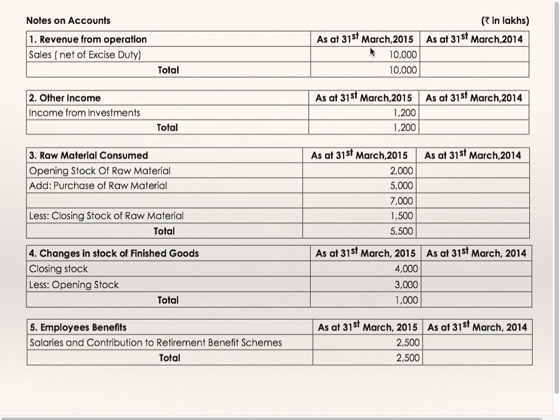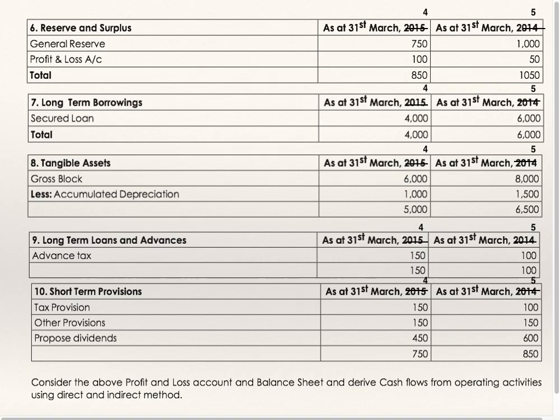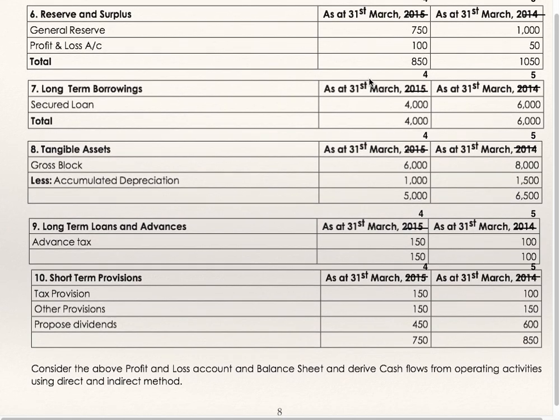Note number 1 is revenue from operation. Note number 2 is other income. Note number 3, raw material consumed, opening stock of raw material plus purchases of raw material minus closing stock of raw material is raw material consumed. Change in stock of finished goods is note number 4. Employee benefit is note number 5. Reserves and surplus is note number 6.